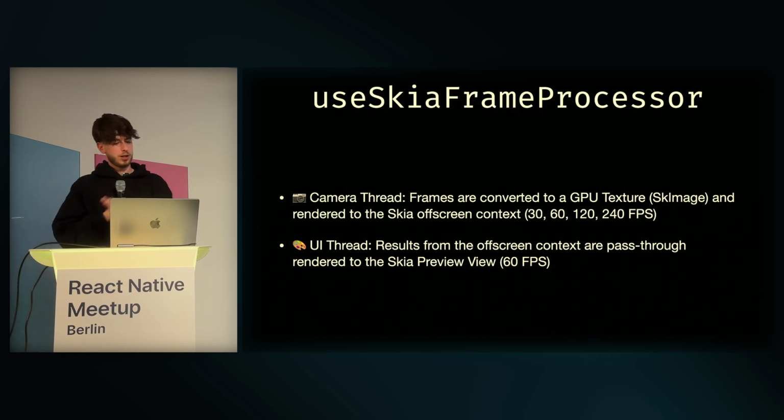And then in parallel, on the UI thread, we are just taking the most recent result from the off-screen context and displaying it on a Skia preview view. So it's basically just doing a pass-through render, which is tied to the display's refresh rate. So 60 FPS or on modern phones, 120 FPS. But those are two separate pipelines that are running. And you're only drawing in the camera thread. The UI thread is just a copy over.